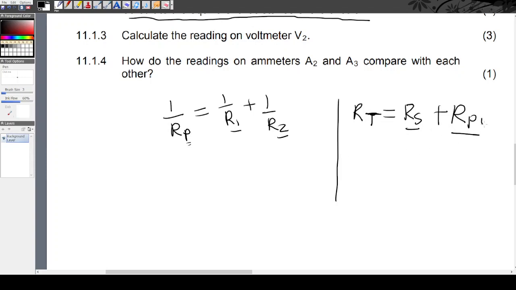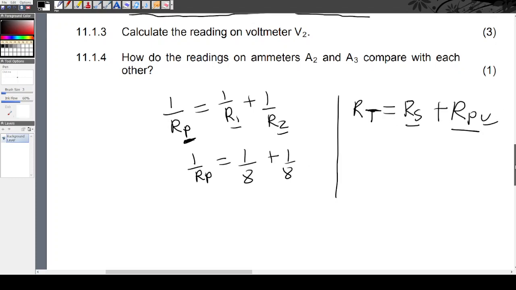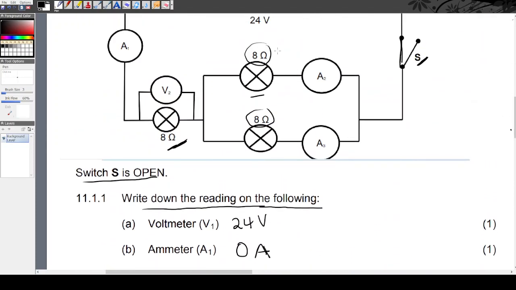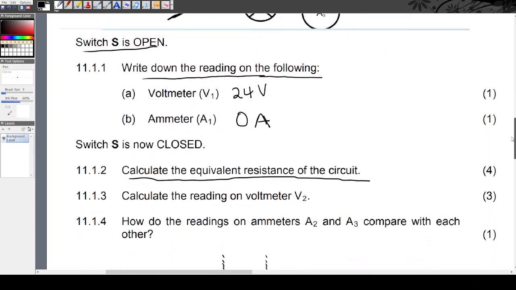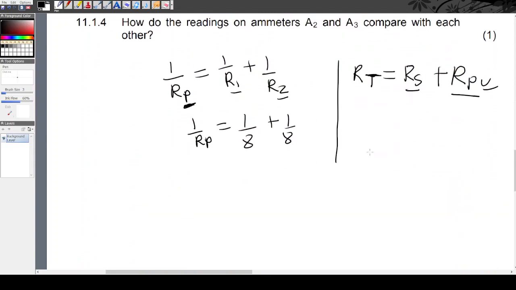So right now we're still calculating this RP. We're still trying to find RP. So 1 over RP is equal to 1 over 8 plus 1 over 8. Where do we get this 8? Remember, these two parallel resistors have 8 ohm resistance. Each has 8 ohm. That's the amount of resistance that they have.